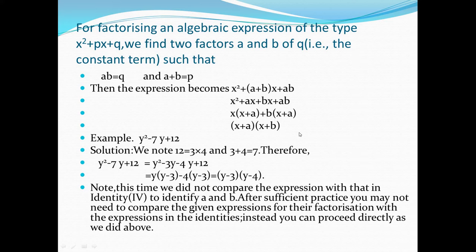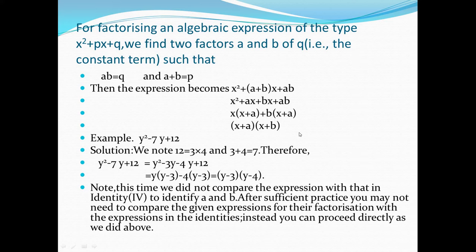The example is y square minus 7y plus 12. The solution is, we note 12 is the product of 3 into 4 and 7 is the sum of 3 plus 4. So, they are in the form of identity number 4. So, y square minus 7y plus 12 can be written as y square minus 3y minus 4y plus 12. So, in the next step, we can rewrite it as y multiplied by y minus 3 minus 4 multiplied by y minus 3. Look at the first two terms, y square minus 3y, the common factor is y.